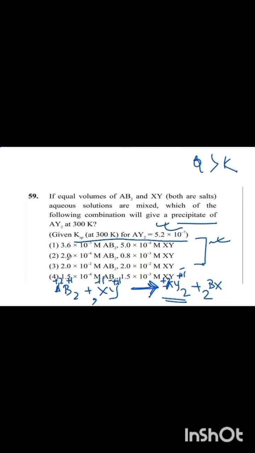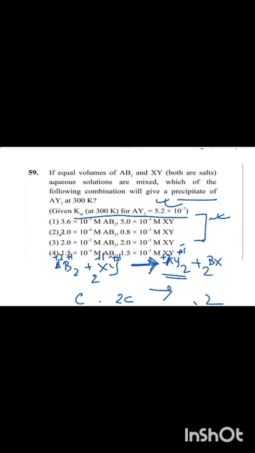So let's try. Also we have here in the reaction AB2 1 mole, therefore C, and it is in 2C form. So Ksp will be C into (2C) squared. So let's put the value and see. (3.6 × 10 to the power -3)(5 × 10 to the power -4) squared. This is squared. Why? Because C into 2C squared.